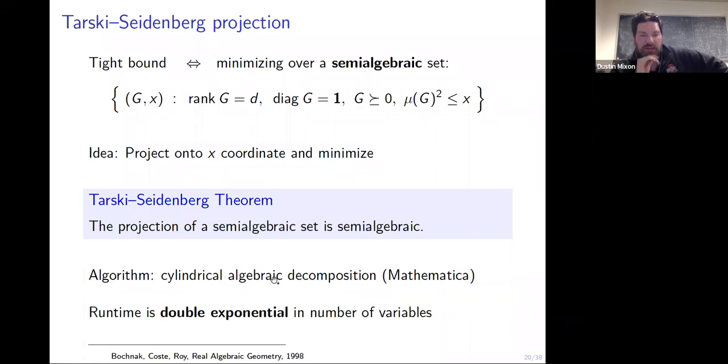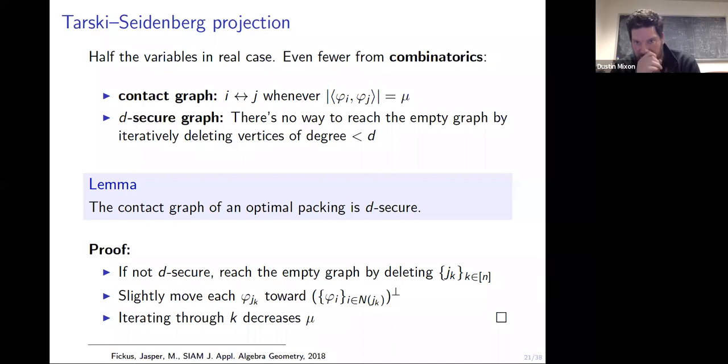This can be accomplished by running cylindrical algebraic decomposition, which is available in Mathematica, but the runtime is double exponential in the number of variables. So it's going to take a long time to try to solve any of our packing problems with this. But it turns out you can be clever to shrink the problem instances so that you can actually get something productive from cylindrical algebraic decomposition. So in the real case, you can pass to a combinatorial structure of the Gram matrices. Maybe you say that given a system of lines, you pass to the Gram matrix and you ask which off-diagonal entries achieve equality in the coherence.